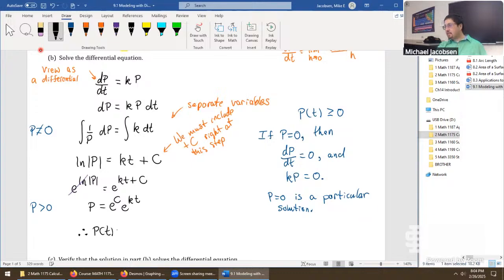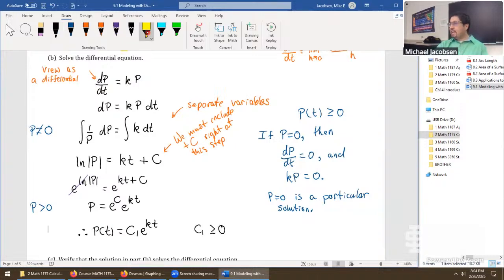P of t. Notice this time we're using function notation because we want to emphasize here's the function now, whereas above it was just p because we're thinking of it as a variable. So we could symbolically work through the solution. P of t is going to be equal to, I'll call it C1, e to the power kt, where C1 is, let's say it this way, C1 is bigger than or equal to zero.